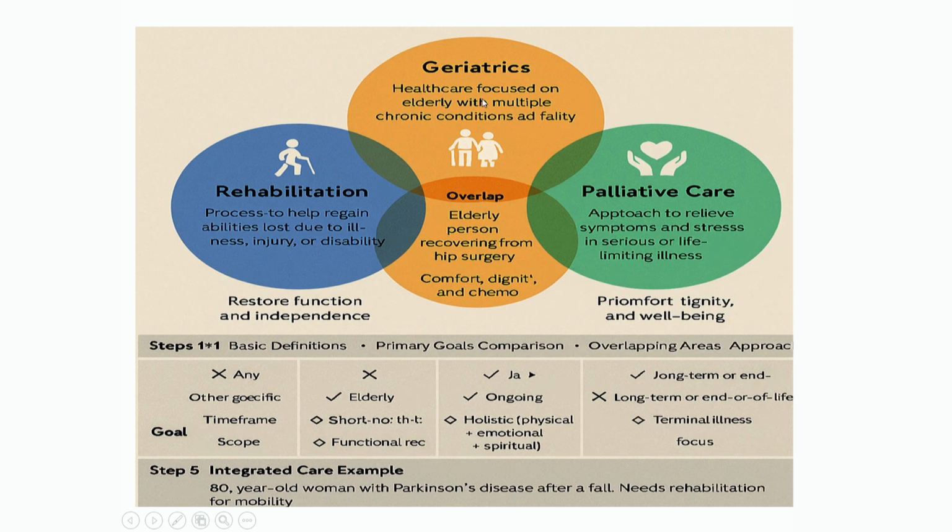Geriatric health care focuses on the elderly with multiple chronic conditions. So, these are the three separate definitions I have discussed. The overlap of all the three things is an elderly person recovering from hip surgery, with comfort and dignity. This is an example of how they are overlapping each other. I have also given the same thing in table form for your convenience.